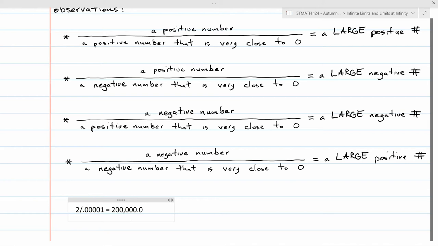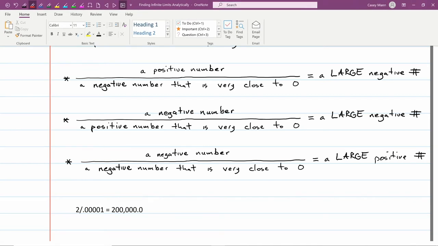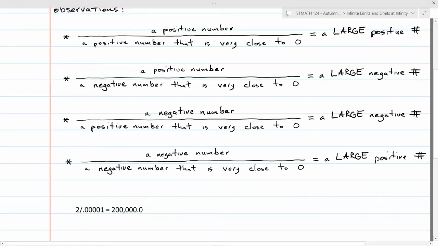Well, you get a ginormous number, right? 200,000 in this case. So the idea is if the number that you're dividing by is getting very, very close to 0 and the number in the top is a fixed constant or very close to a fixed constant, like doesn't range very much, then the idea is that that whole fraction is going to infinity.